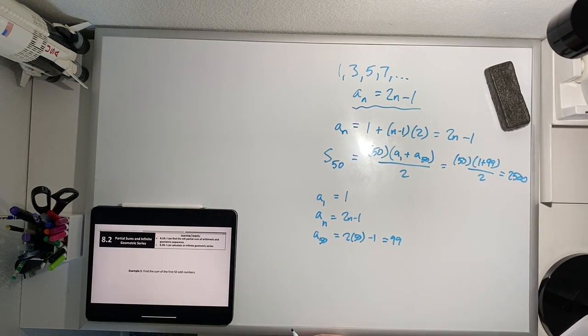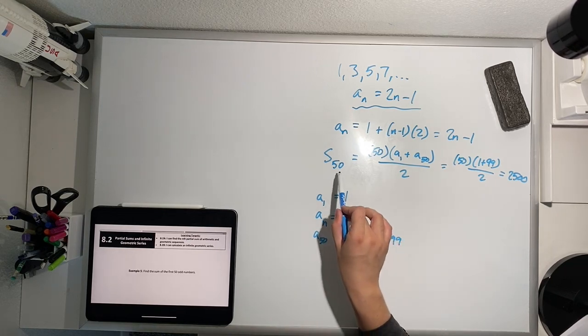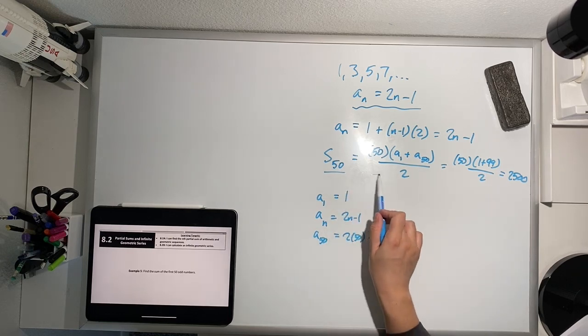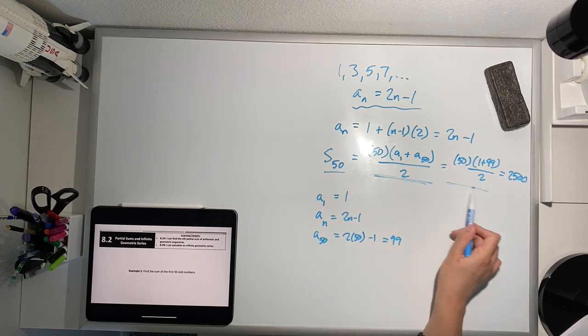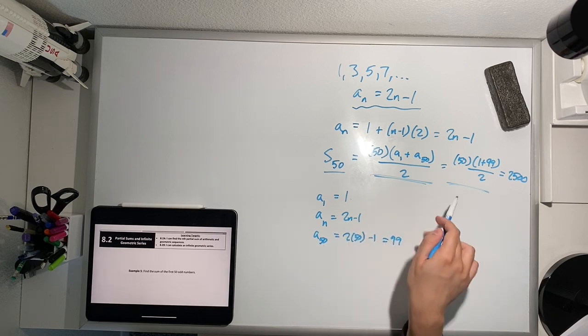So again, it's a matter of identifying what we need. Okay, we're given a sequence, we're looking for a specific partial sum, so we fill in as much as we can from our formula, and then we go and find any other pieces that we're missing.